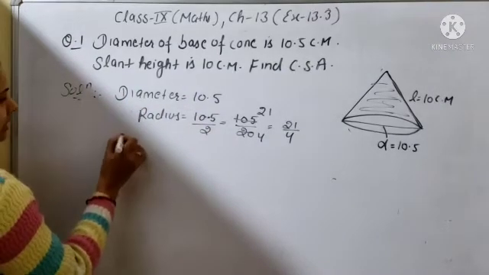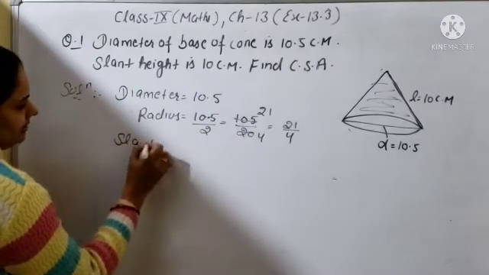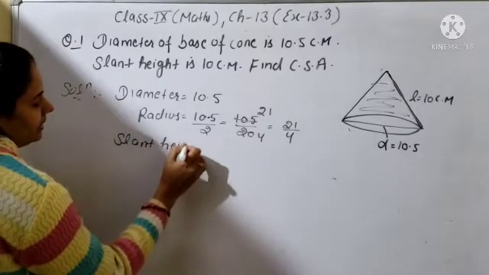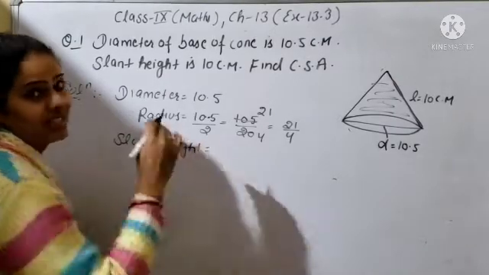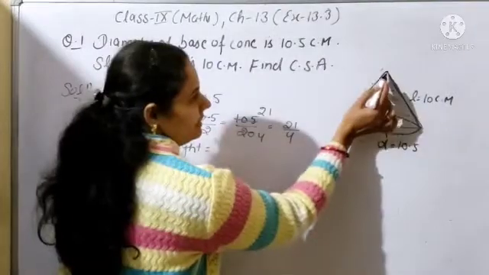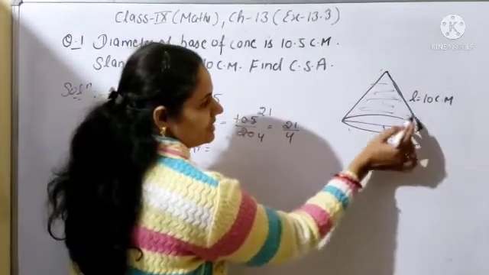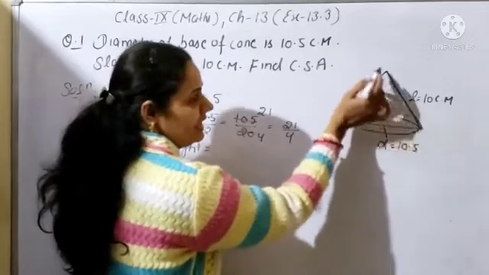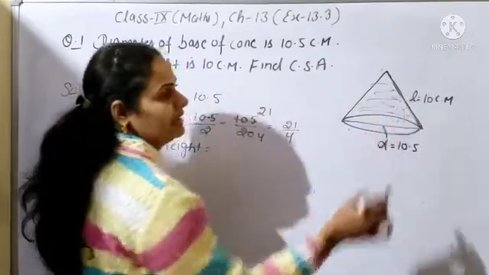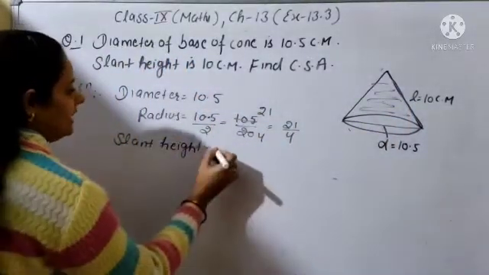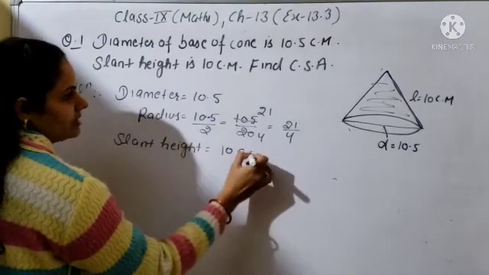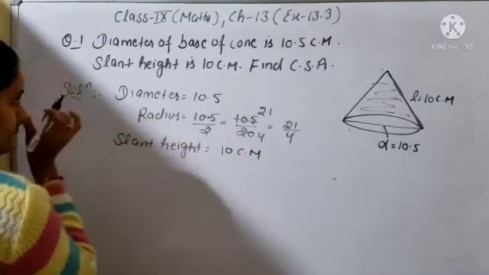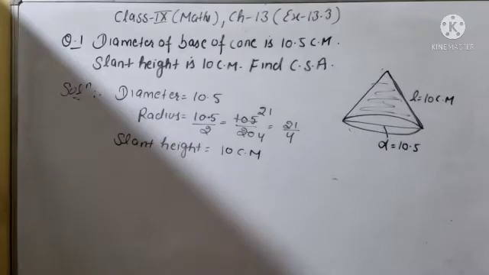Now the slant height. Slant means tirchi. You can see here in this cone, this one is the slant height. This you are seeing is not the straight height, this one is the slant height. And this height is denoted by the letter L. So the slant height is given, this is 10 centimeter. Is it clear? 10 centimeter.